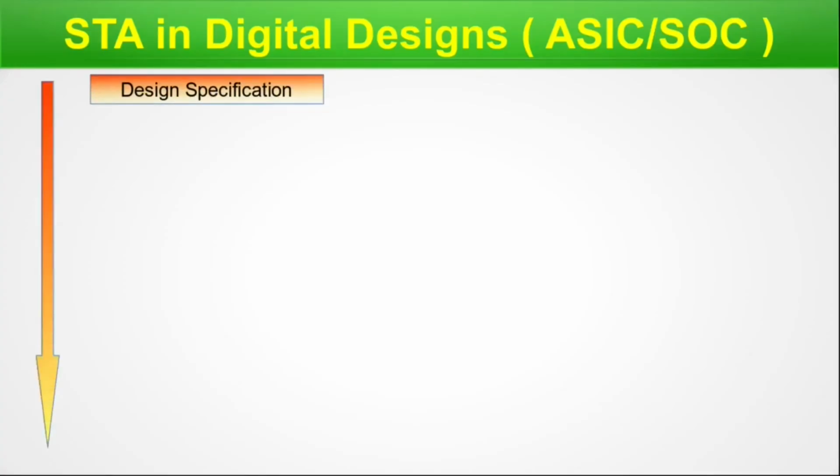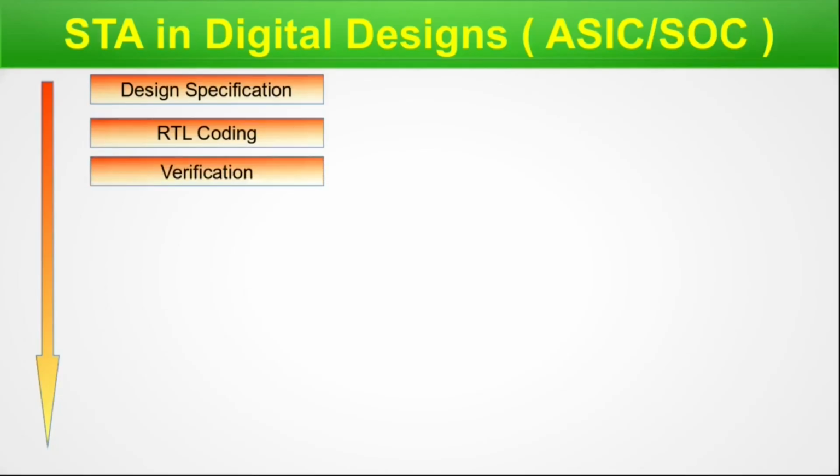STA is used only in digital design. There could be pre-layout STA, but the most significant is the post-layout STA. With the help of a flowchart, we will understand the position of STA in the chip design flow. First, we have our design specification, and in this direction the flow will go. Next, we do the RTL coding as per the design specification. Next, we do the verification of the RTL code that we have written.